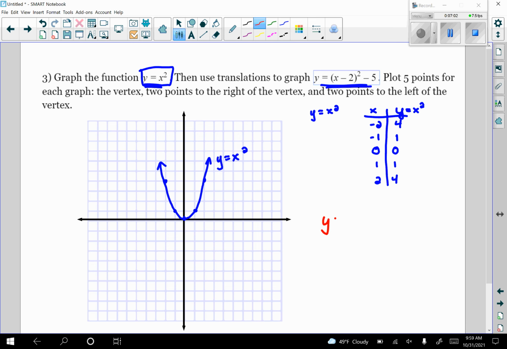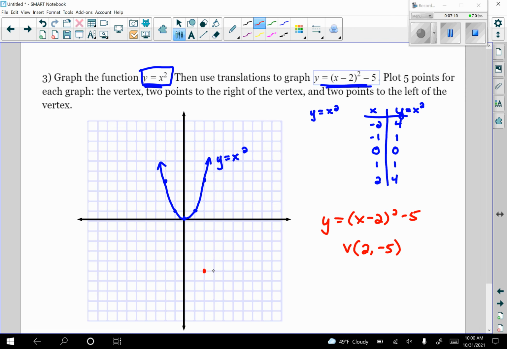So this is y equals x squared. So now for y equals x minus 2 squared minus 5. Now that we've worked enough with quadratics, parabolas here, I know my vertex would be at 2, negative 5. So I'll plot that. Both of these are going to open up.